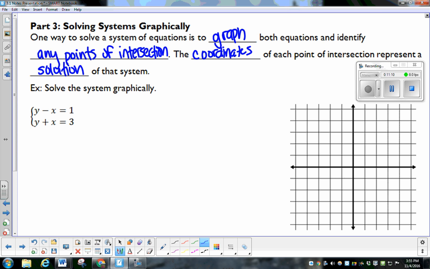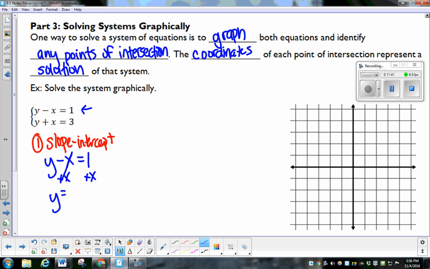Your first step to solve a system graphically is to get both equations in slope-intercept form so we can graph them. I'm going to take this first equation, y minus x equals 1. I want it in slope-intercept form, remember, that's y equals mx plus b. I want y by itself, so I'm going to add x to each side. I'm left with y equals x plus 1, or you can write 1x plus 1.